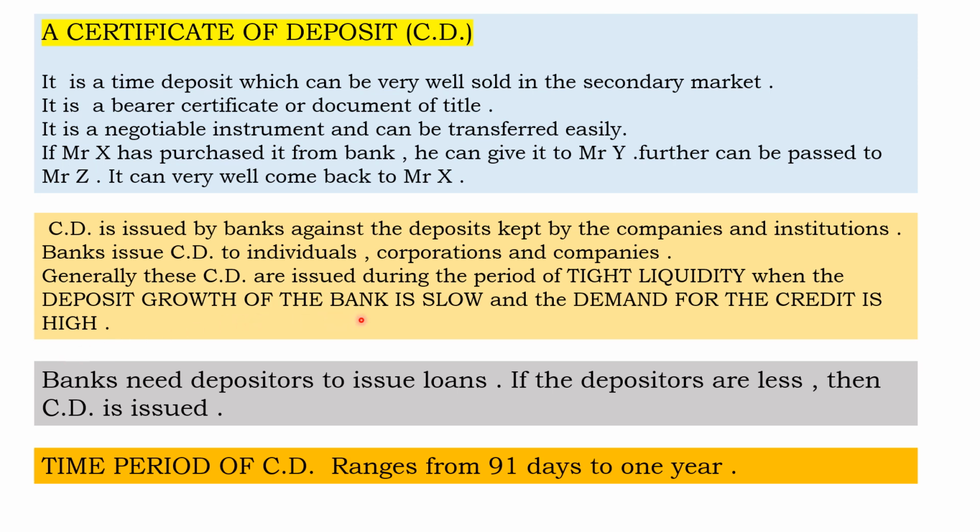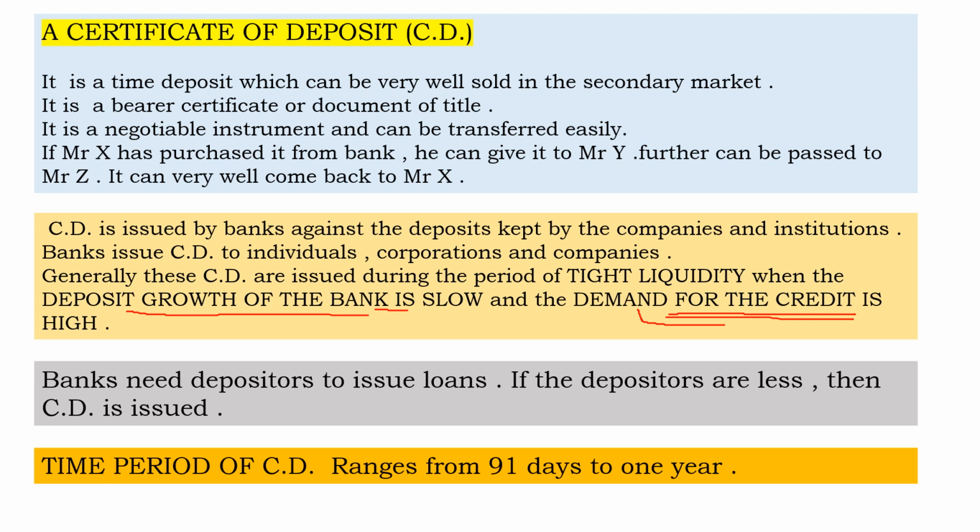The deposit growth of the bank is slow. So what does this mean? This means not many people are coming forward to deposit money in the bank. But they want credit. Many people want credit. There is a shortage of cash. So that is why people will not go to the bank to deposit. They will go to the bank to ask for more and more loans.